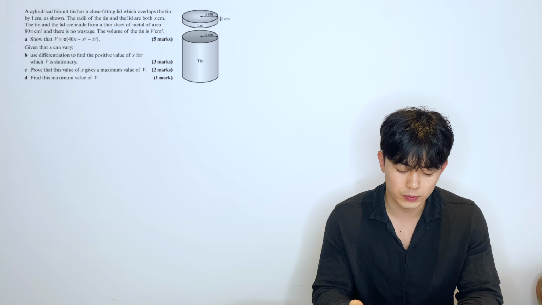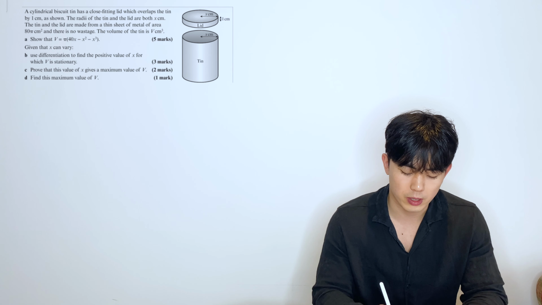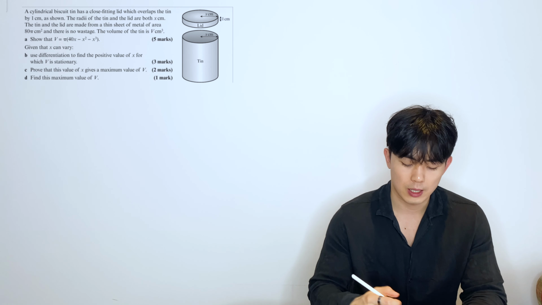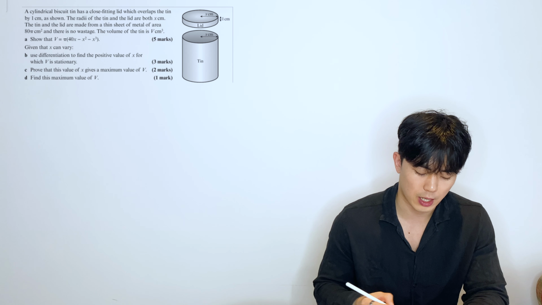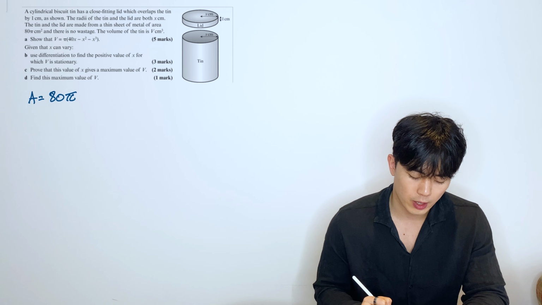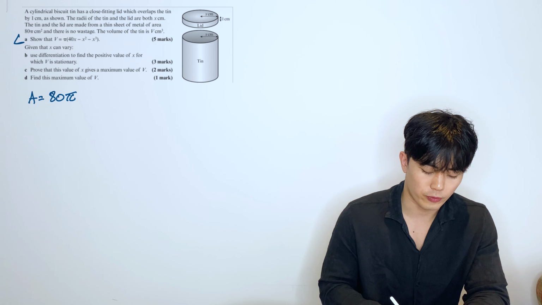So this is a bit more difficult. We have a cylindrical biscuit tin, and there's a closed fitting lid which overlaps the tin. So this lid will overlap it, and the tin's height is 1 centimeter. The radii of the tin and the lid are both x centimeters, and the tin and the lid are made from a thin sheet of metal with surface area 80 pi. So the total surface area is 80 pi, and there's no wastage. And they're asking us to find or show the volume equation.